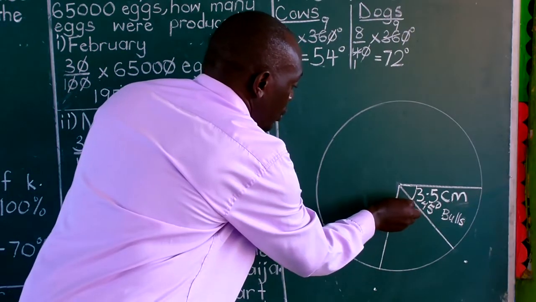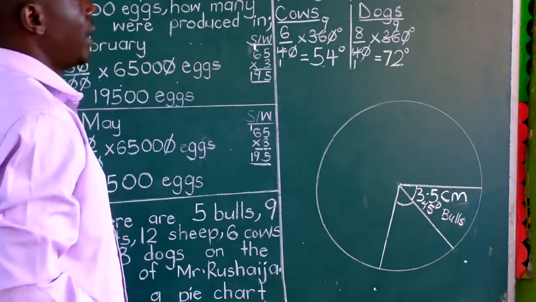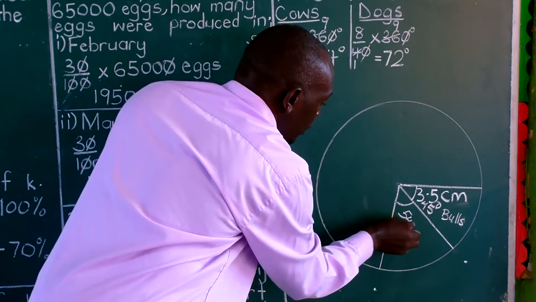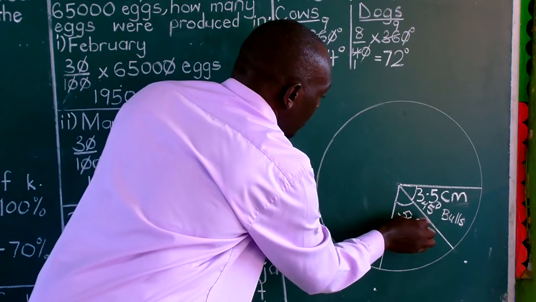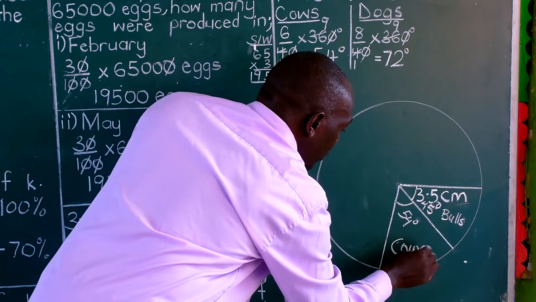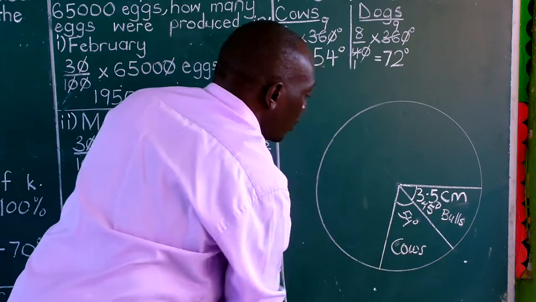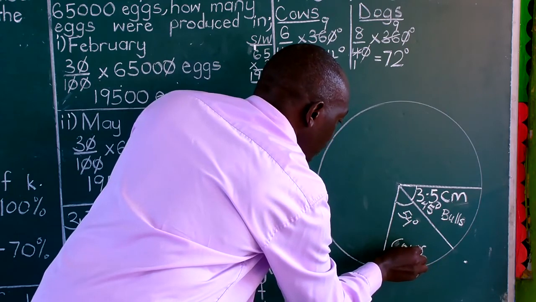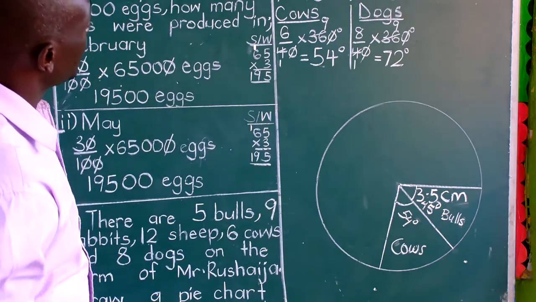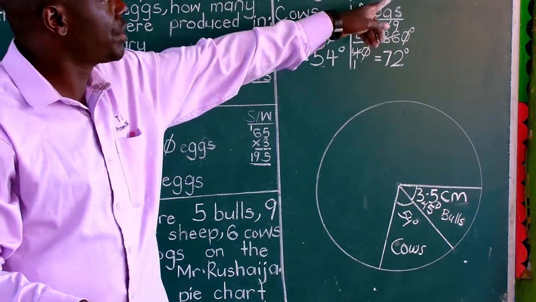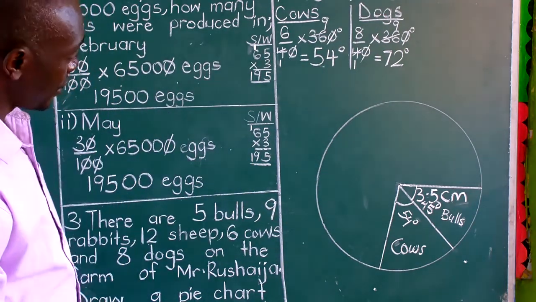And now show the new angle you have measured as 54 degrees and name the sector. Write the word cows. So this is for cows. After cows, you then go to another angle, which is for rabbits, which is 81 degrees.